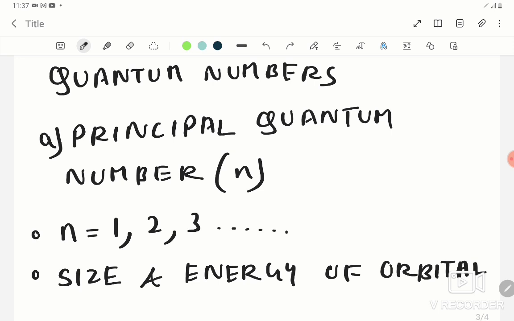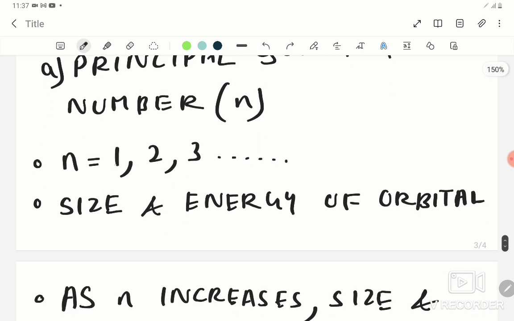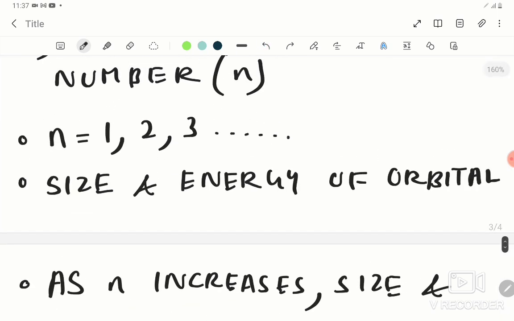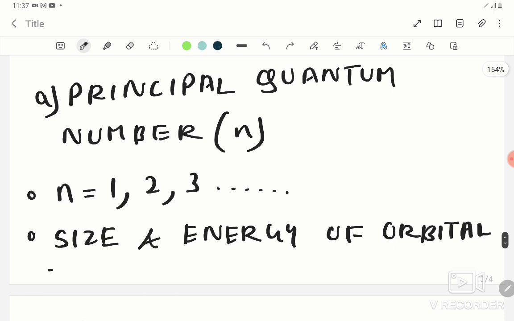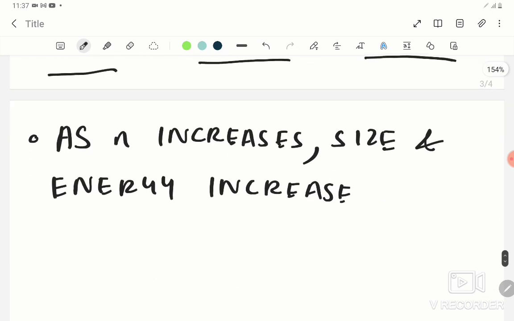The first quantum number is principal quantum number n. Guys, the values of principal quantum number n are positive integers, which means that it starts from 1 and the values are 1, 2, 3 and so on. Now guys, principal quantum number tells us about size and energy of orbital. इसका मतलब guys, as the value of principal quantum number increases, size and energy of orbital also increases.